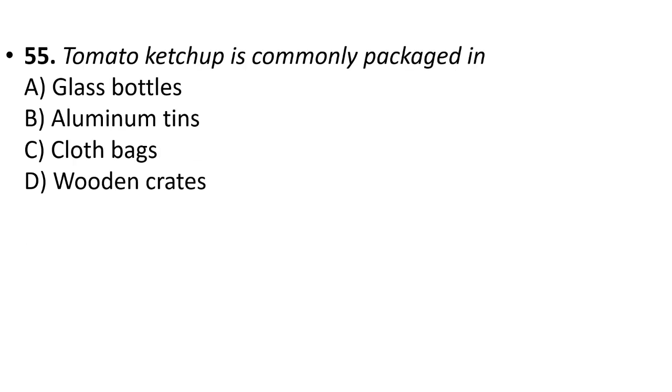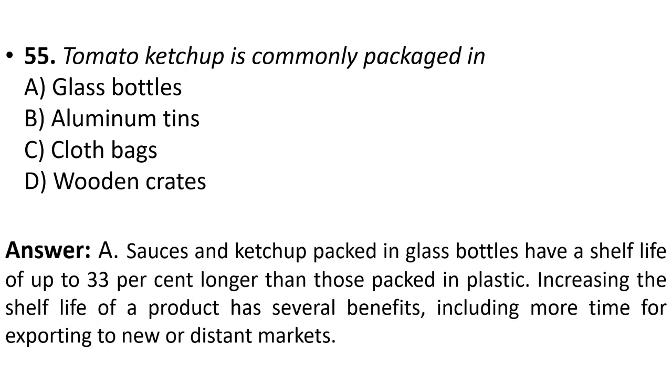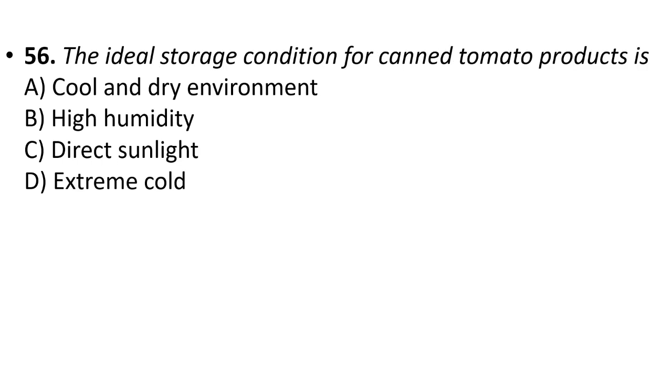55. Tomato ketchup is commonly packaged in glass bottles, aluminum tins, cloth bags, wooden crates. Your answer is option A, glass bottles. Sauces and ketchup packed in glass bottles have shelf life up to 33% longer than those packed in plastics. Increasing the shelf life of a product has several benefits, including more time for exporting to new and distant markets. 56. The ideal storage condition for canned tomato products is cool and dry environment, high humidity, direct sunlight, extreme cold. Your answer is option A, cool and dry environment.